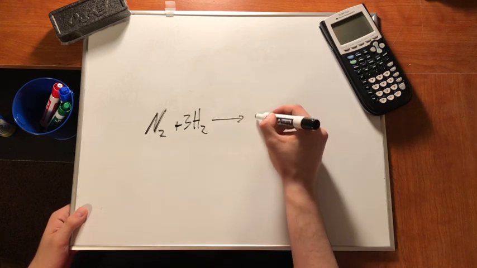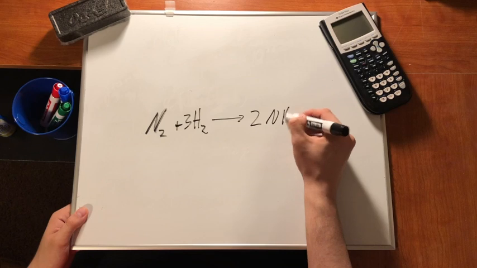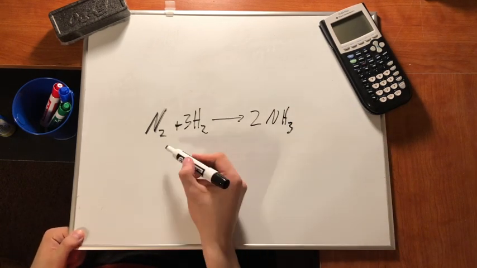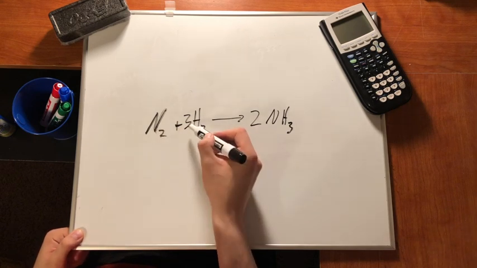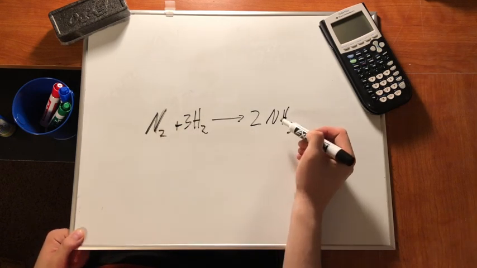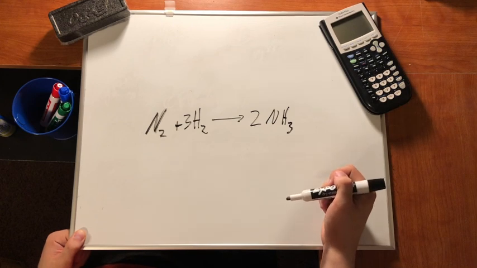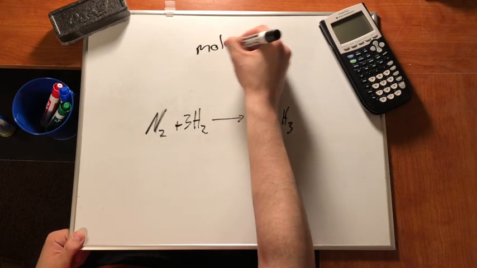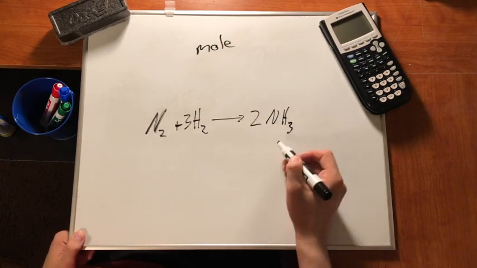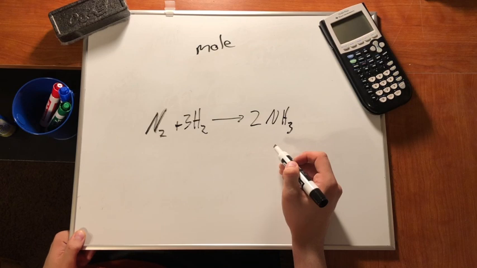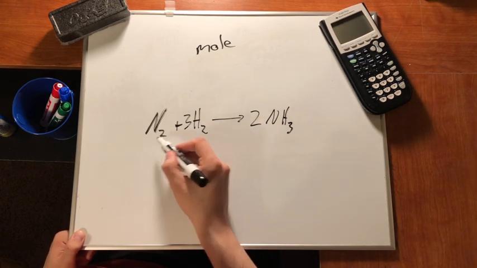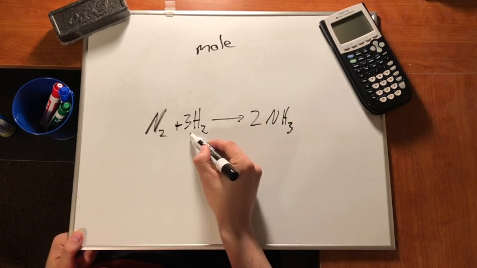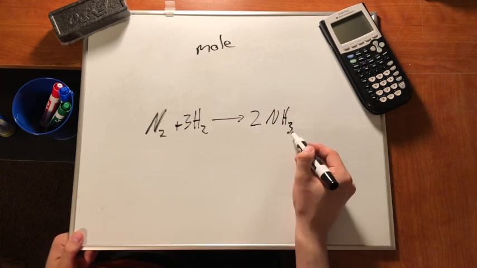Nitrogen plus hydrogen yields ammonia. So before, when we were doing this, we thought of this as one molecule of nitrogen plus 3 molecules of hydrogen gives us 2 molecules of ammonia. Well, with our new concept of the mole, we can now think of this in units of moles, right? If I had 1 of these and 3 of these, I get 2 of these, right?